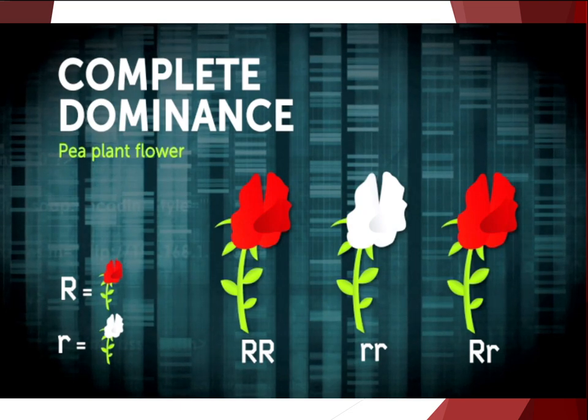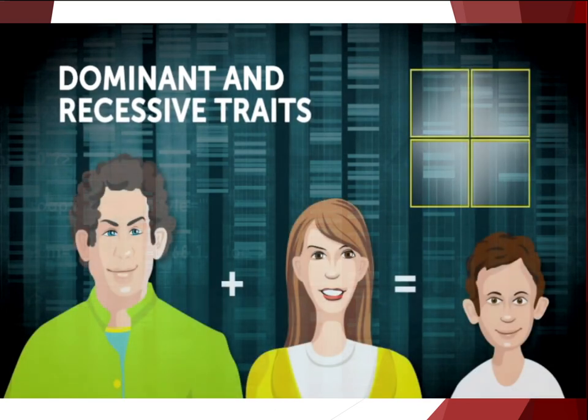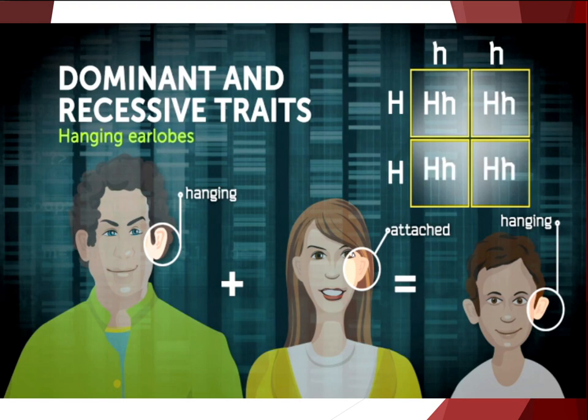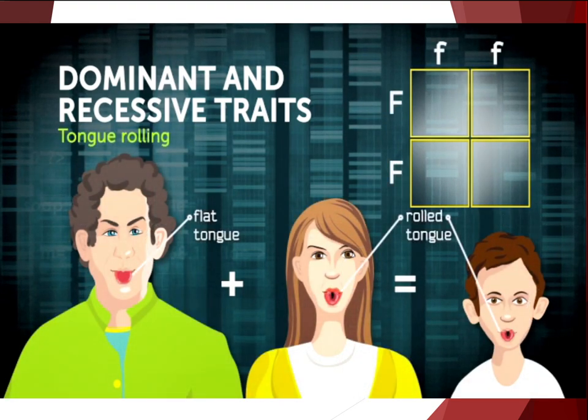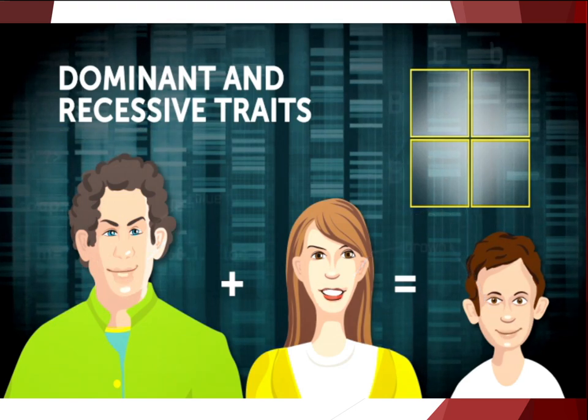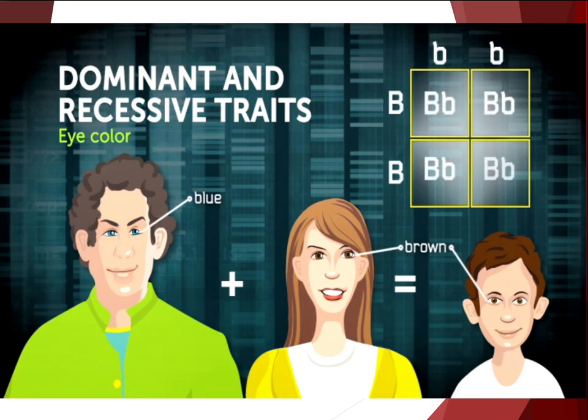r, or white. Here are just a few examples in humans of dominant and recessive traits. Hanging earlobes are dominant to attached ones. Being able to roll your tongue is a dominant trait to not being able to. And although eye color varies widely, blue eyes are typically recessive to non-blue.